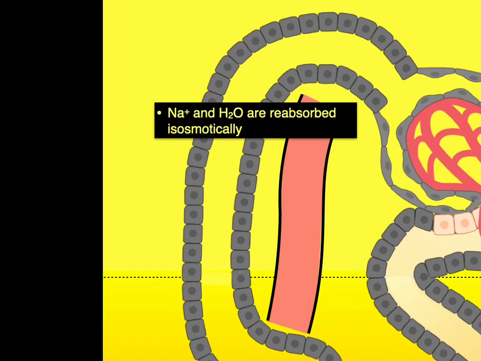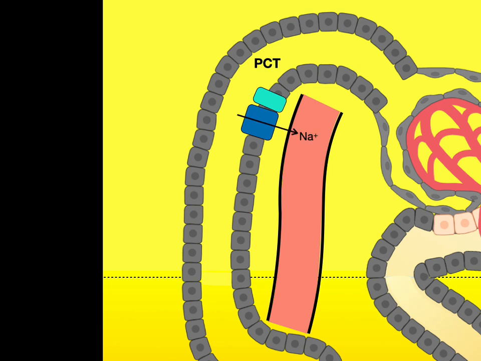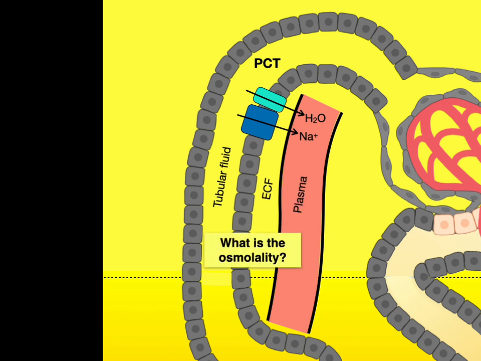Now, in the proximal tubule, when sodium and water are reabsorbed, they are reabsorbed isosmotically. Therefore the tubular fluid, extracellular fluid, and plasma associated with the proximal tubule have the same osmolality. So there we have reabsorption of sodium, and then water follows. Tubular fluid, extracellular fluid, and plasma have the same osmolality. But what is the osmolality?